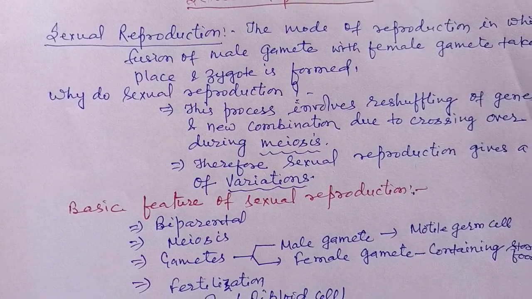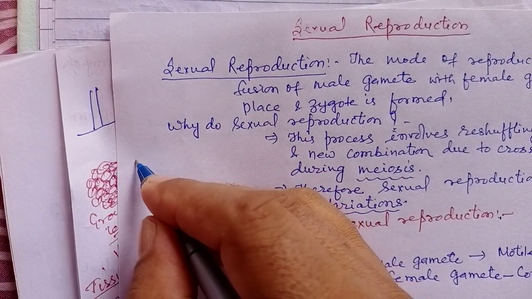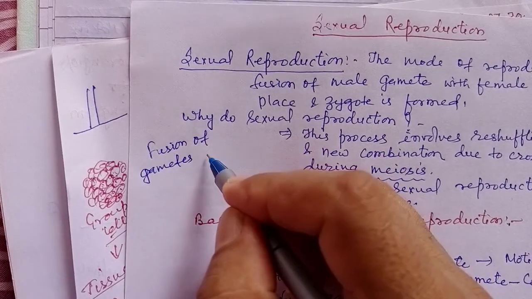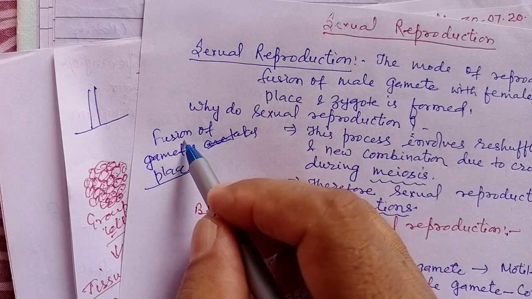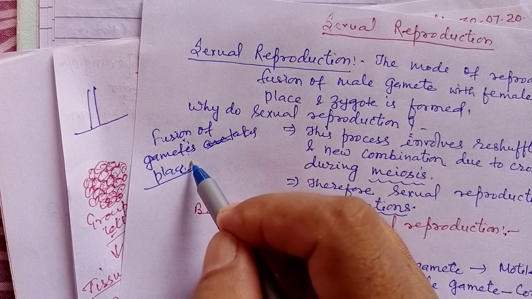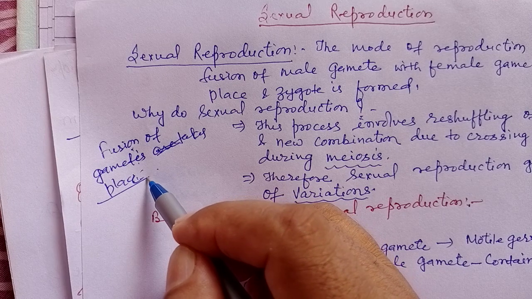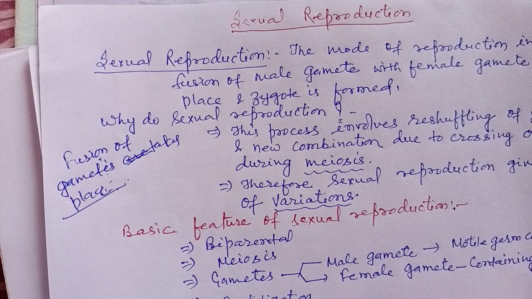First of all, as you know, sexual reproduction means the reproduction where fusion of gametes takes place. Gametes are of two types. The male gamete and the female gamete both fuse together to form a zygote, and this zygote undergoes repeated growth and development to form an embryo. Then the offspring are produced as a result. So sexual reproduction is the mode of reproduction in which fusion of male gamete with female gamete takes place and a zygote is formed, and this zygote develops to form an embryo, and ultimately the offspring are produced.